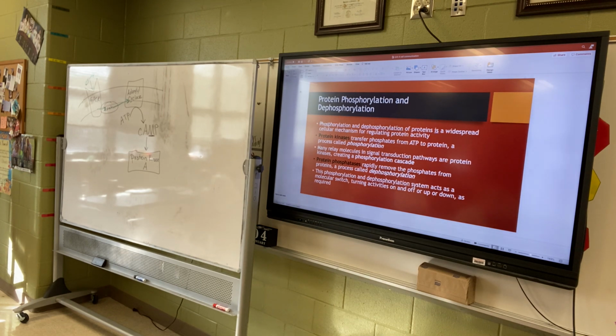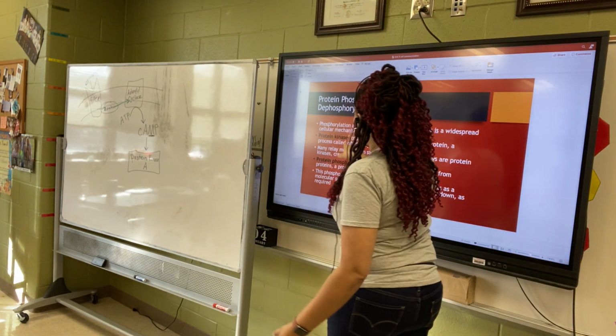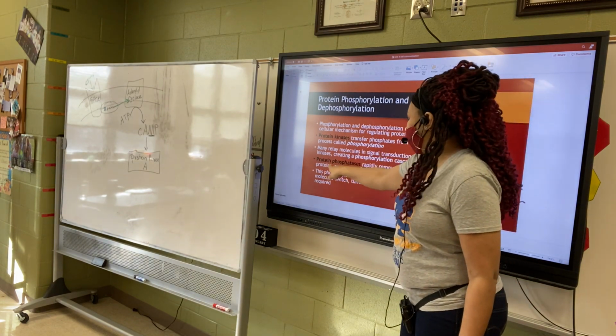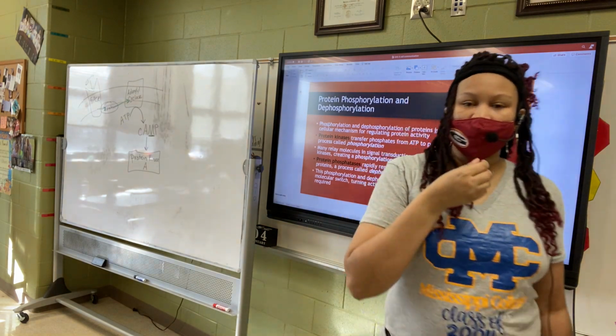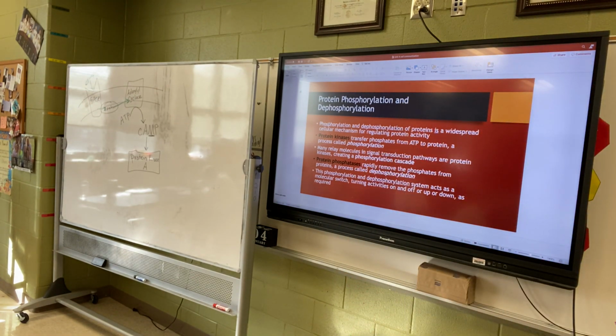Protein kinases phosphorylate, protein phosphatases dephosphorylate. Protein kinases phosphorylate. Protein phosphatases dephosphorylate. Because remember, when the protein receives the phosphate group, it's active. Once it activates the next thing, it has to be deactivated, right? You don't want it to stay active because it's a cascade. What does a cascade mean? I'm passing it on to the next thing, to the next thing, to the next thing, right?